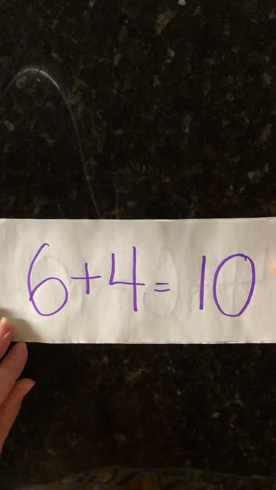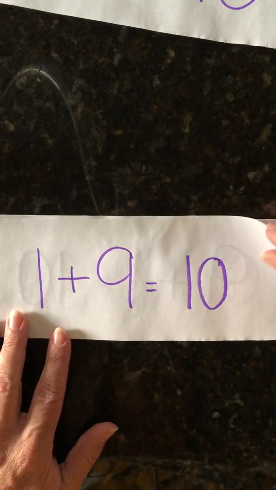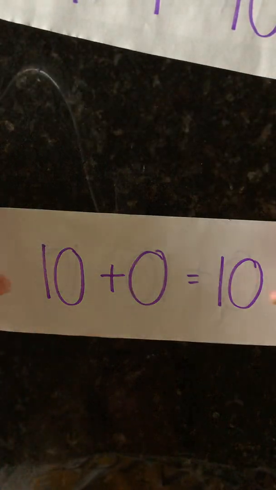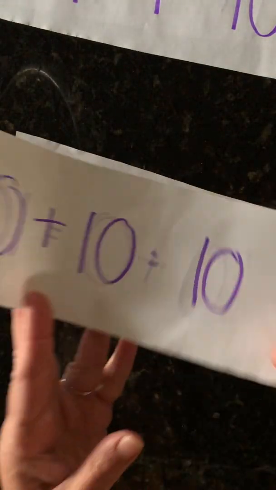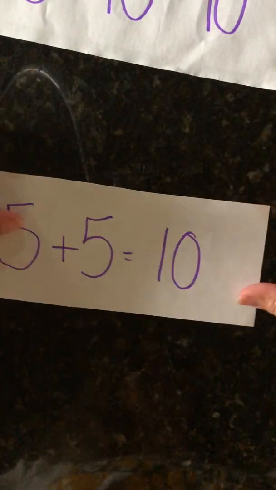All right, another one. 6 plus 4 equals 10. 4 plus 6 equals 10. 1 plus 9 equals 10. 9 plus 1 equals 10. 10 plus 0 equals 10. 0 plus 10 equals 10. And 5 plus 5 equals 10.